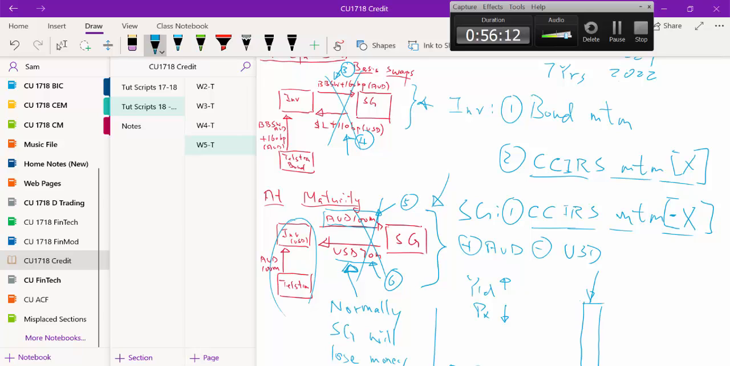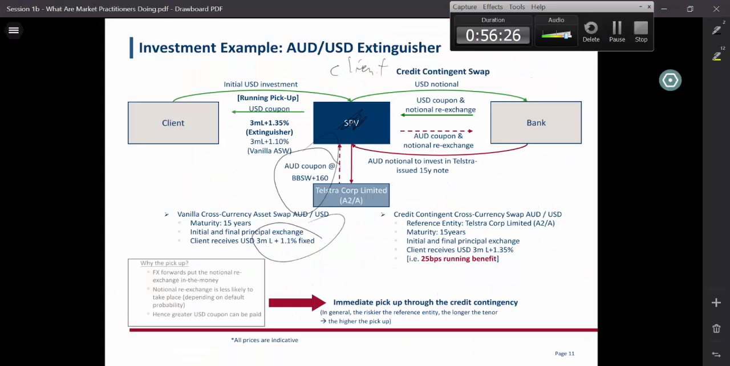And the client will say, yeah, well, why should we do that? And SocGen's reply is, if you are happy to do that, I give you an extra 25 basis points. Now that, ladies and gentlemen, I think it's 25. Yeah. That is the so-called extinguisher swap. So instead of paying you LIBOR plus 110, I now pay you LIBOR plus 135. Are you with me? You must be wondering why.